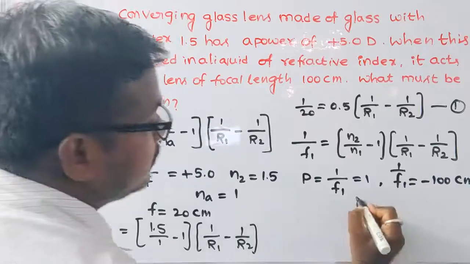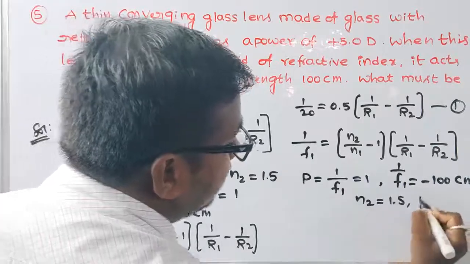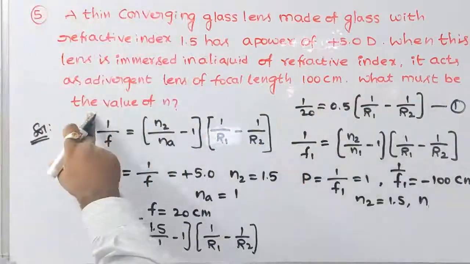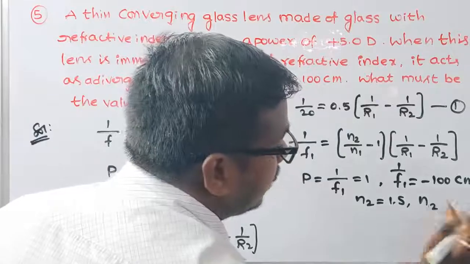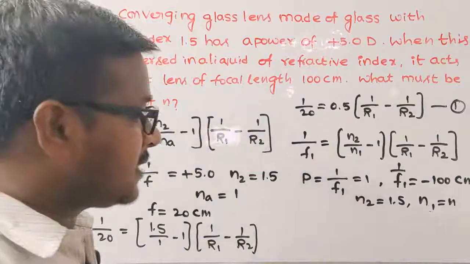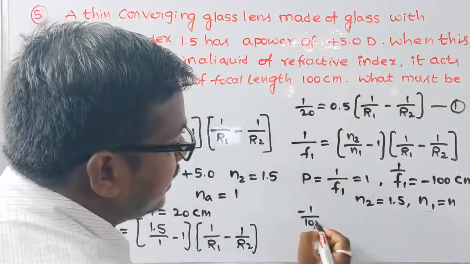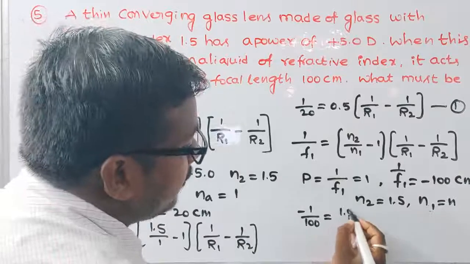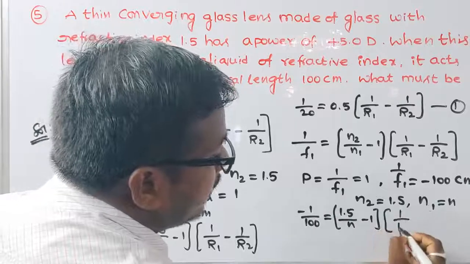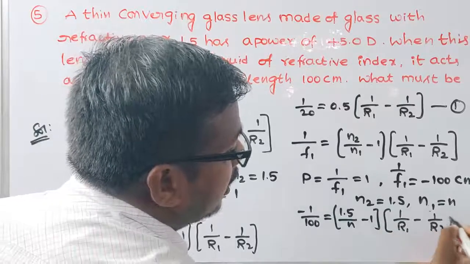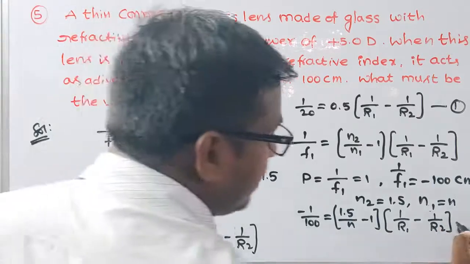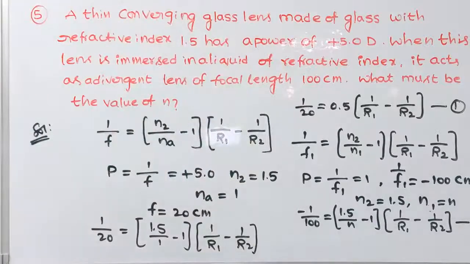n2 is equal to 1.5, and n1 is equal to n, we must find the value of n. These values substituted in the lens maker's formula: minus 1/100 is equal to (1.5/n minus 1) into (1/r1 minus 1/r2). This is equation number 2.